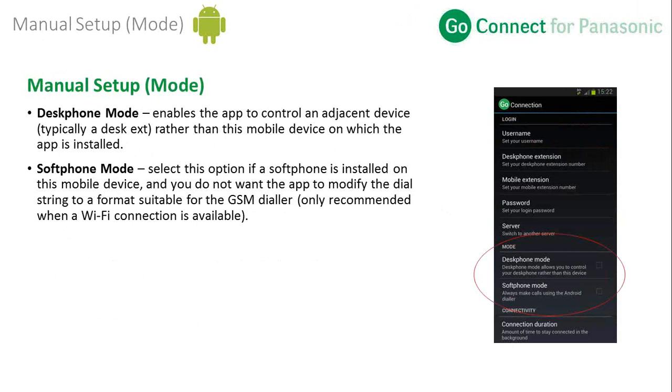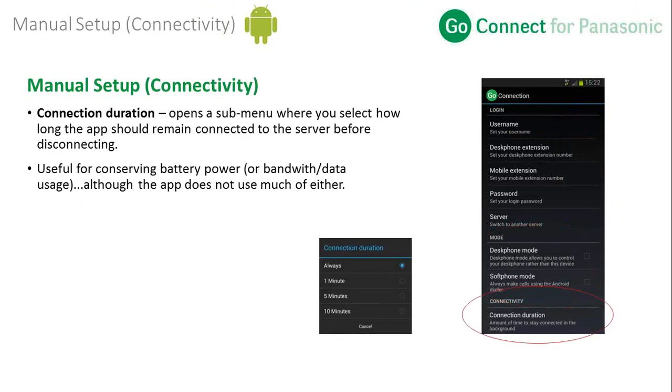If you then switch the soft phone mode on in the GoConnect mobile, then rather than trying to use a GSM dialer, it would pick the default soft phone or SIP phone on the mobile client and make the call. That's as simple as that. That's what those two options are there for. But please be aware that we don't provide a soft phone or SIP phone of our own at the moment.